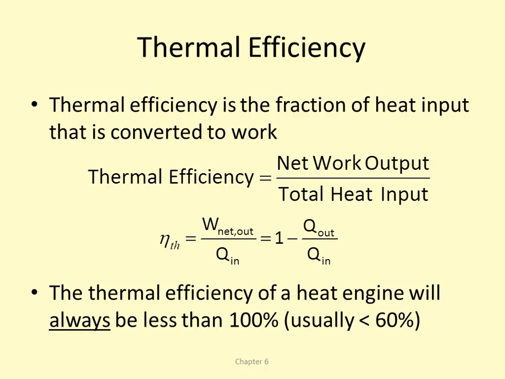The thermal efficiency of this plant is the work output or the desired output over the required input. So net work out divided by the total heat in, the thermal efficiency. And again, it's always going to be less than 100% because you cannot convert 100% of heat to work. Usually it's less than 60%.